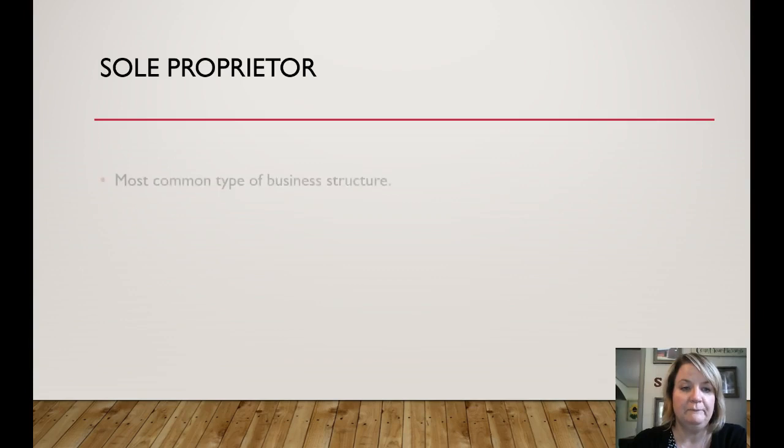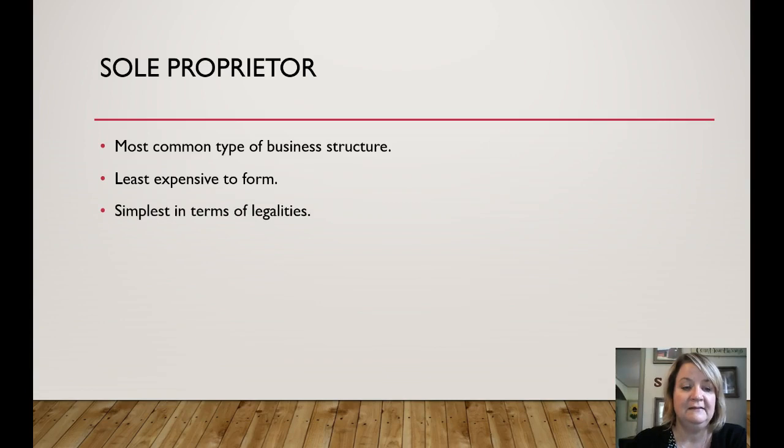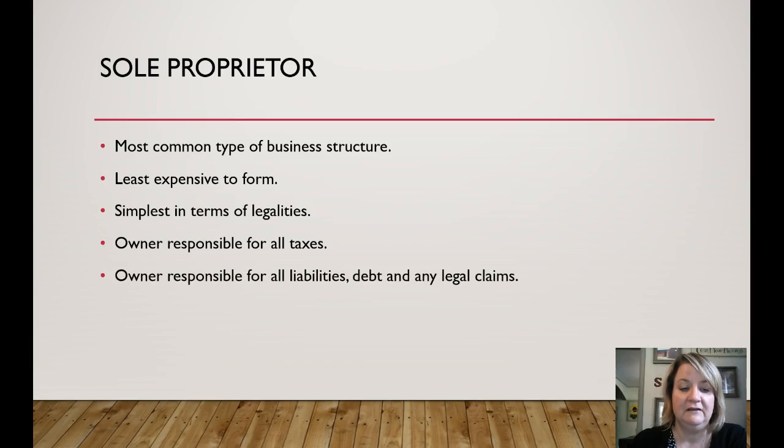Sole proprietor. This is the most common type of business structure. It's the least expensive to form. It is the simplest in terms of legalities. And the owner is responsible for all taxes. The owner is also responsible for all liabilities, including debt and any legal claims.